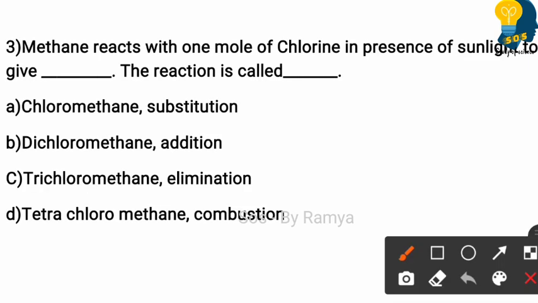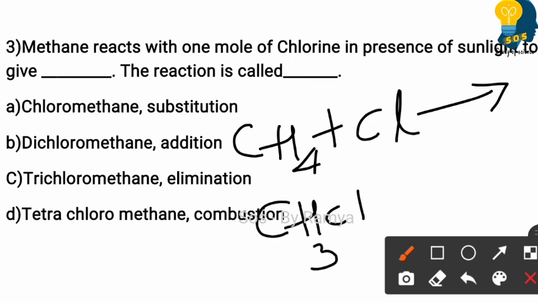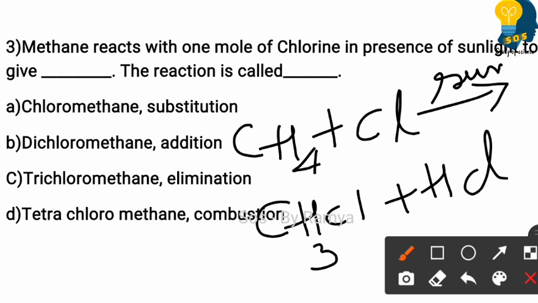The next question is methane reacts with 1 mole of chlorine in the presence of sunlight to give dash, and the reaction is called dash. See, methane stands for CH4. So when methane is reacting with chlorine, the product formed will be CH3Cl plus HCl. Everybody studied this, and this happens in the presence of sunlight.